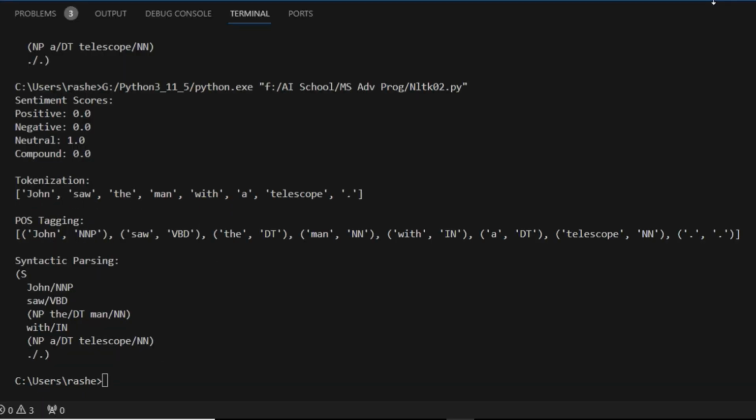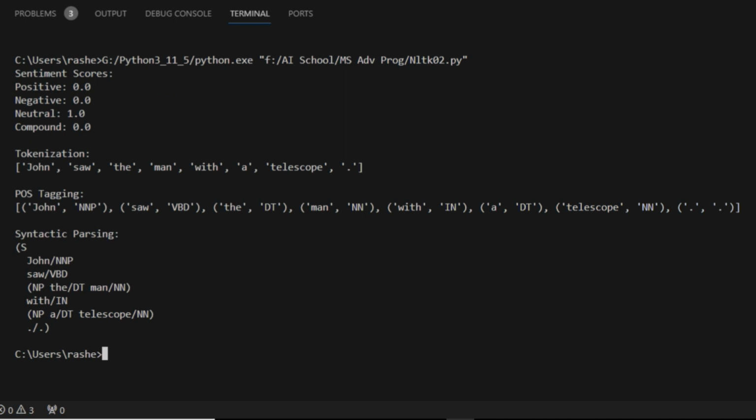So when we look at the sentiment analysis, it gave us a score of 1.0 for neutral. Positive was 0, negative was 0, and compound was 0. Now for the tokenization, it took the sentence apart and tokenized each of the words: John, saw, the, man, with, a, telescope, and a period.